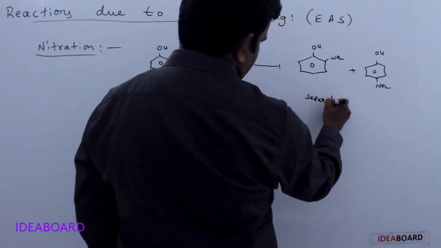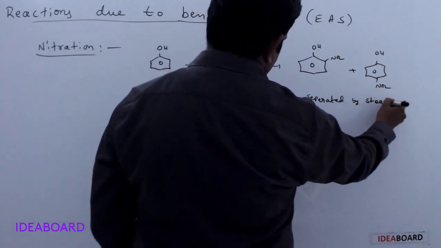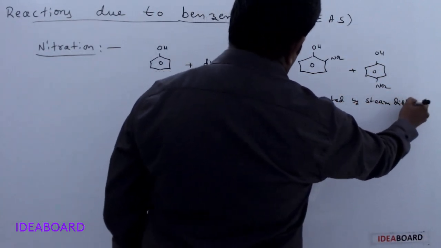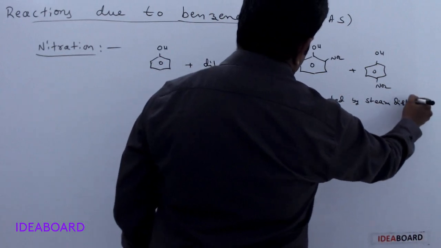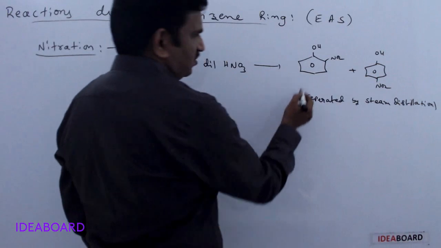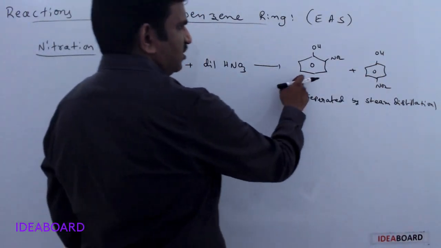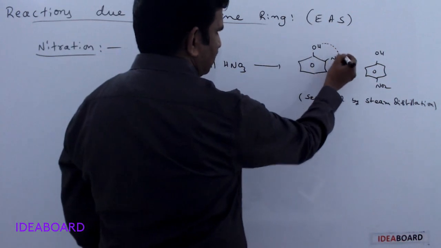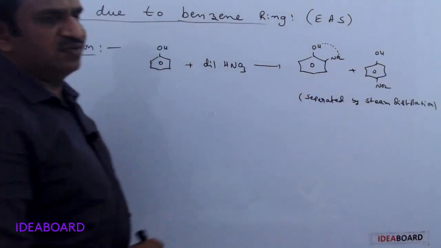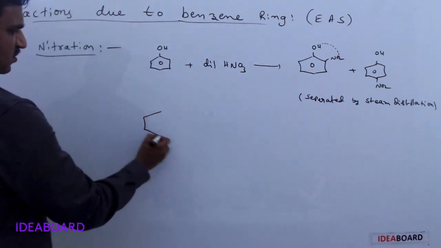Separated by the steam distillation process. Here, this one is volatile, and that one is non-volatile. One forms intramolecular hydrogen bonding, and the other forms intermolecular hydrogen bonding. So they can be separated by the steam distillation process.